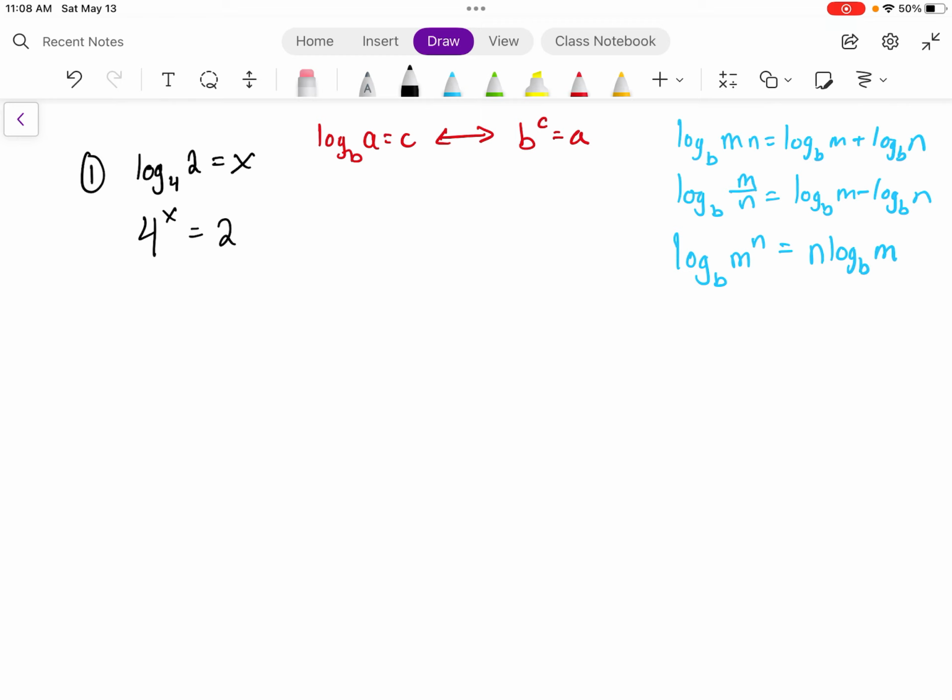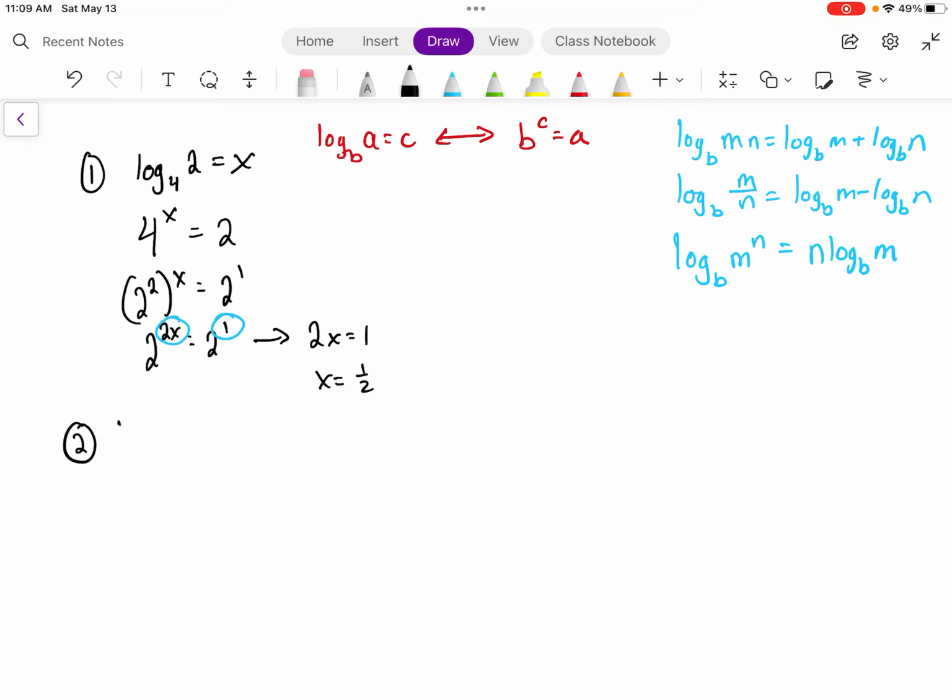Well, I want to write these with the same base, right? So 4 is a power of 2, it's 2 to the 2. And 2 is really 2 to the first. So this means that we have 2 to the 2x equals 2 to the first. Therefore, 2x equals 1, because if the base is the same, these powers must be the same. So x is just a half.